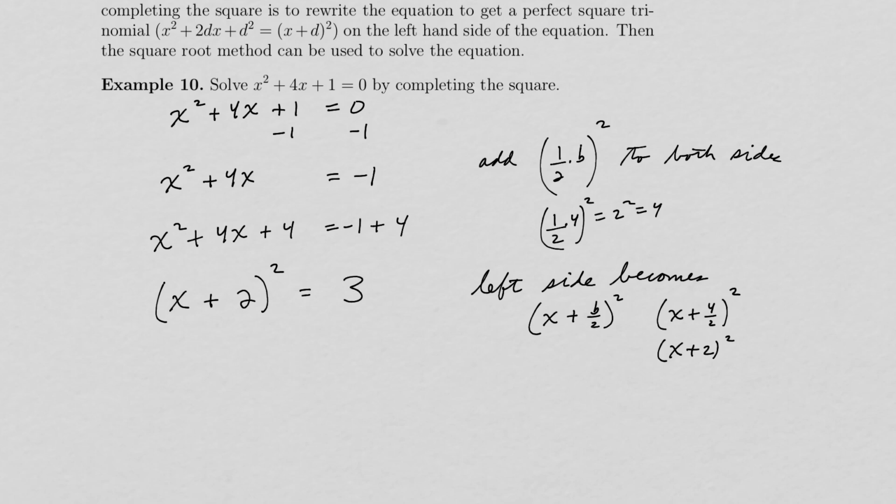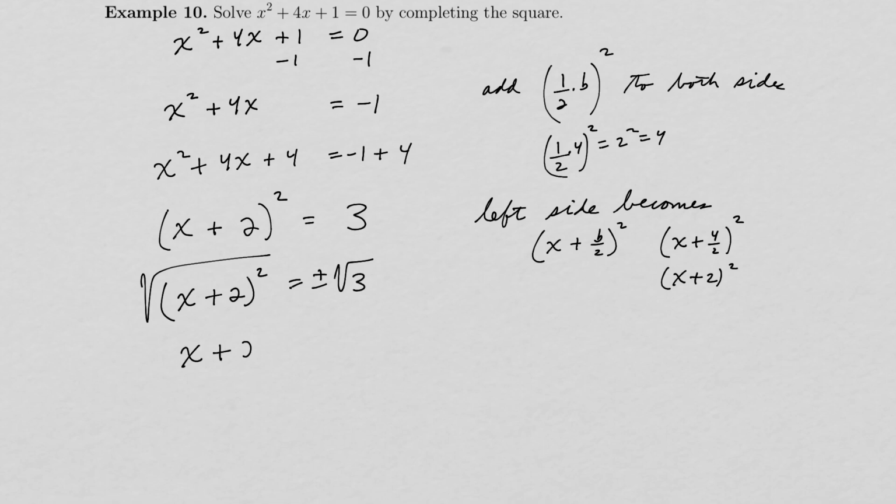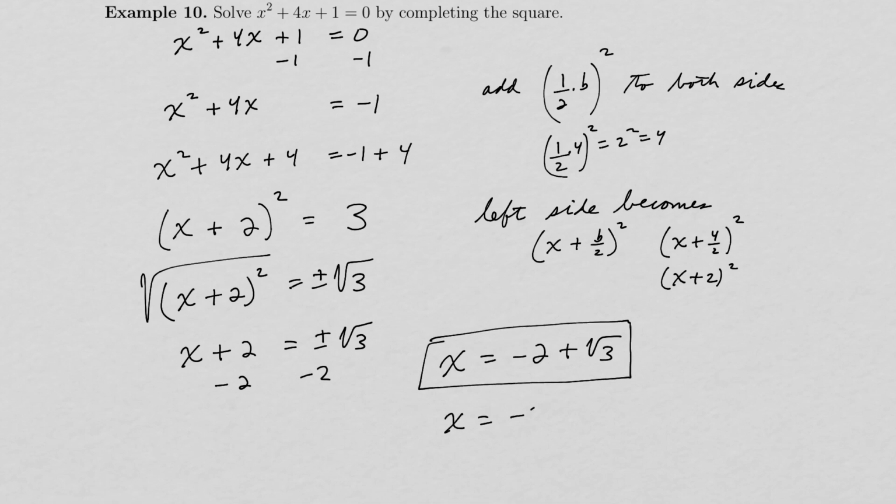And notice, now we have the form where we can use the square root property, right? This is exactly the form that we want for the square root property. So now I can take the square root of both sides. Don't forget that it could be positive or negative. So I'm left with x plus 2, right? The square root of x plus 2 squared is just x plus 2 equals plus or minus radical 3. And now to get x by itself, I'm just going to subtract 2 from both sides. So one solution is x equals negative 2 plus radical 3. And the other solution is x equals negative 2 minus radical 3.